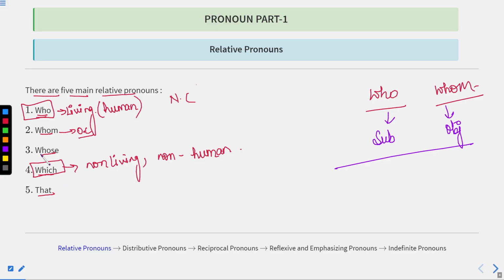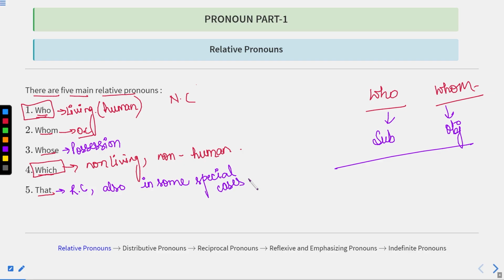Now, whose shows the possession of something. It is also used like which, who, and whom, but it is used in some special cases, such as with a restrictive clause. What a restrictive clause is, we'll discuss later on. Also in some special cases where other words cannot be used. What those special cases are, we are going to elaborate later in this session.